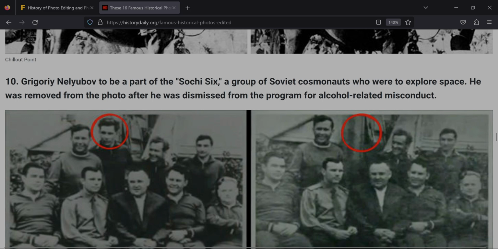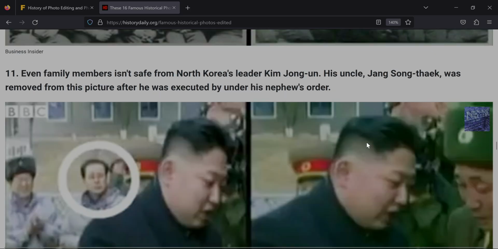This man with a confusing name was said to be part of the Sochi 6, a group of Soviet cosmonauts who were to explore space. He was removed from the photo after he was dismissed from the program for alcohol-related misconduct. And there he is.